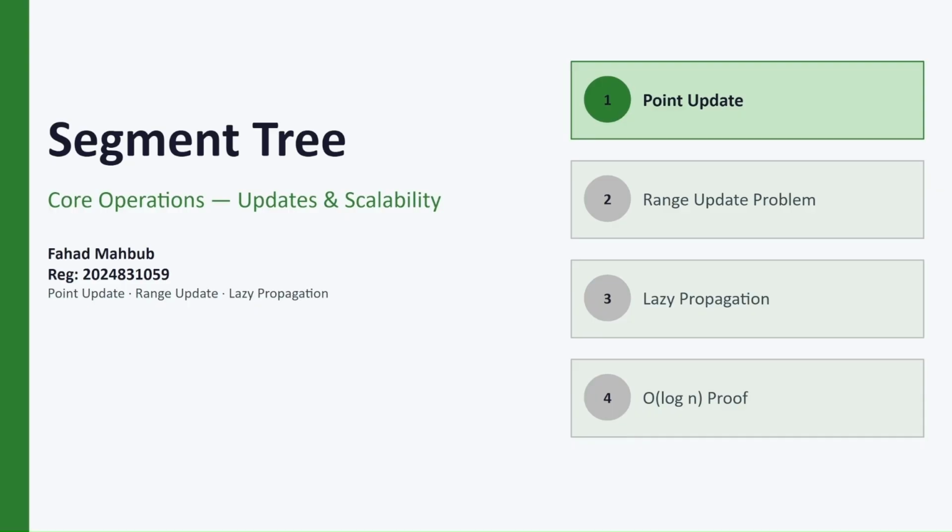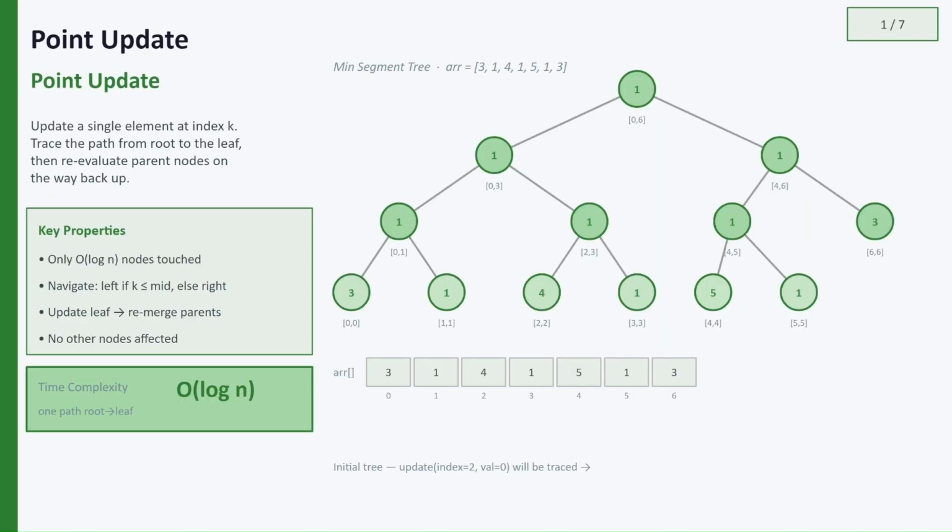Assalamu alaikum. In this section, I'll cover how a segment tree handles change, both single element updates and range updates. I'll also be showing an advanced optimization called lazy propagation that keeps range updates as efficient as everything else. Let's start with point update.